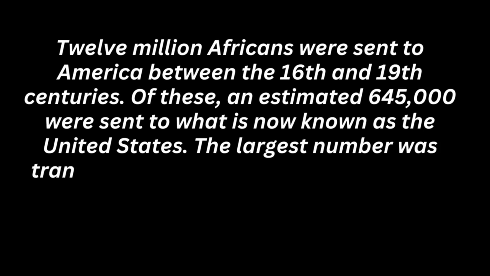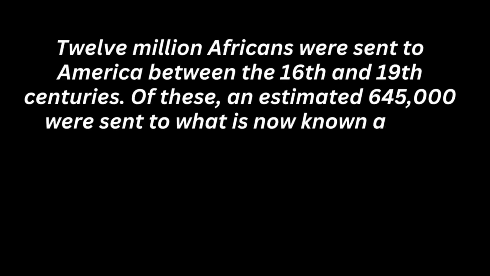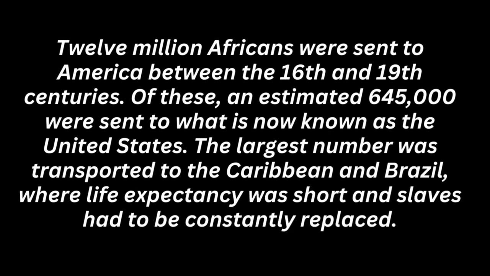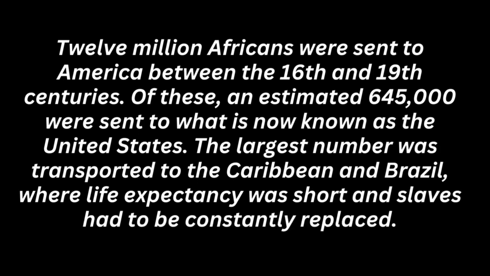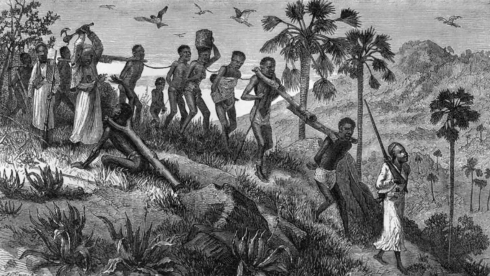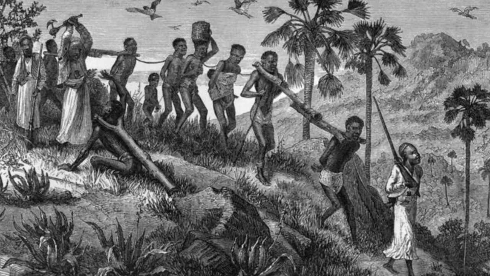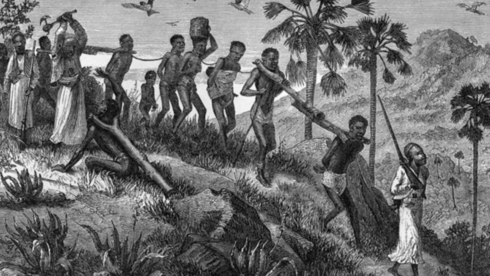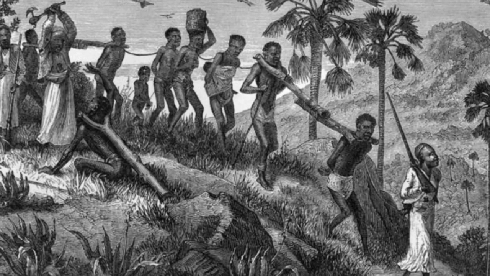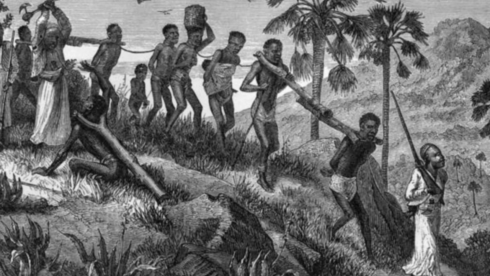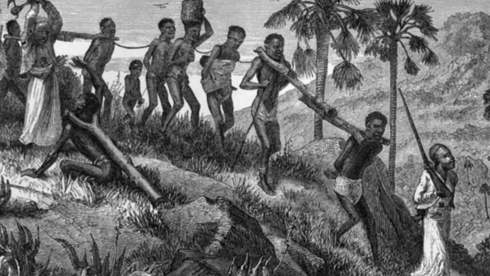More than 12 million African blacks were sent to America between the 16th and 19th centuries. Of these, an estimated 645,000 were sent to what is now known as the United States. The largest number was transported to the Caribbean and Brazil, where life expectancy was short and slaves had to be constantly replaced. Life expectancy was much higher in the United States, generally because of better food, less illness, less work, and better health care, so the numbers grew rapidly, with births of new slaves exceeding deaths.